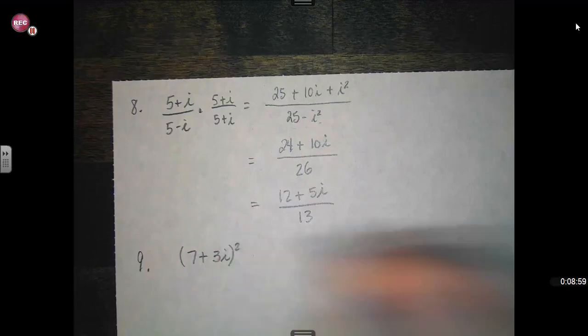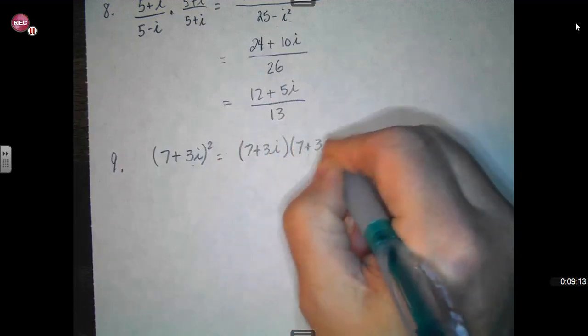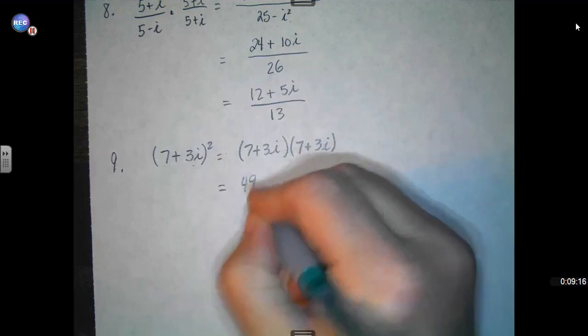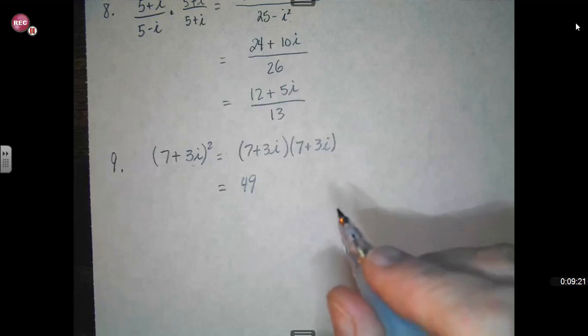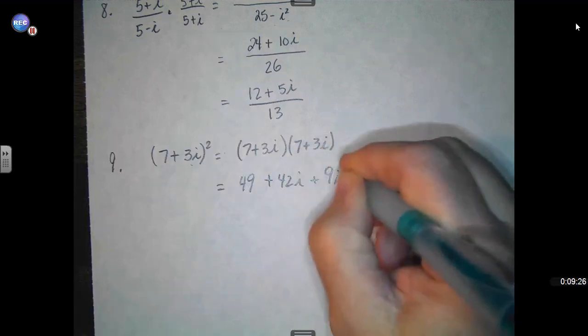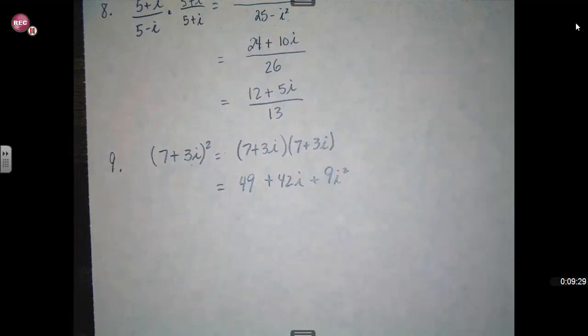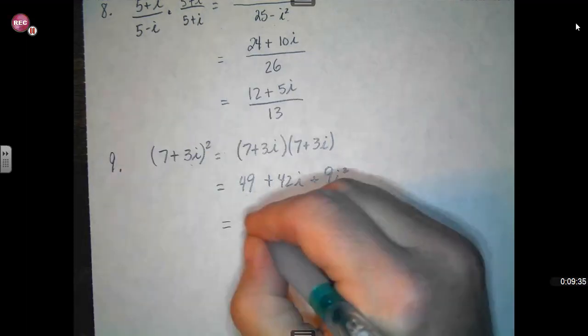Number 9 is 7 plus 3i squared. And a lot of you like to distribute that 2 down in here, square this, and be done. And that's incorrect. This means 7 plus 3i times 7 plus 3i, which is 49 plus 21i plus 21i is plus 42i, and then plus 9i squared. And again, i squared is -1, so that's going to be 49 minus 9, which is 40.